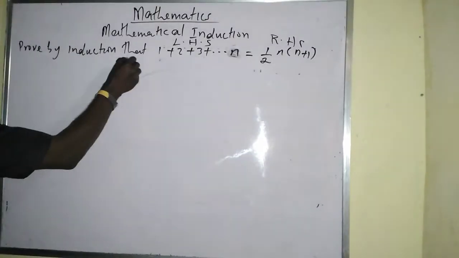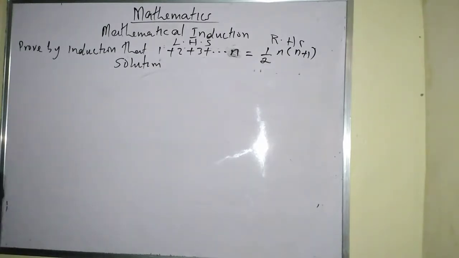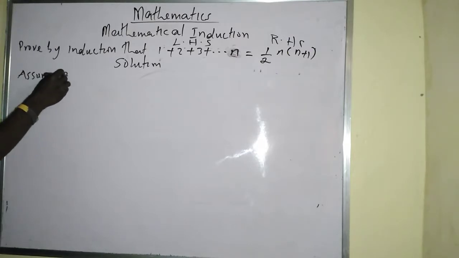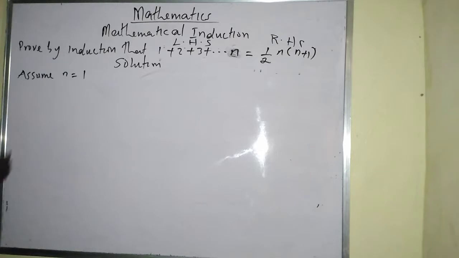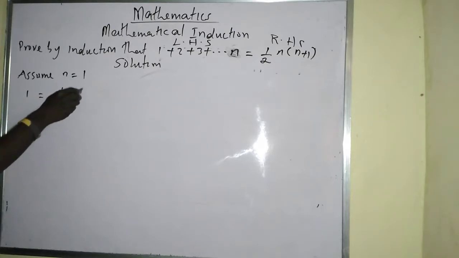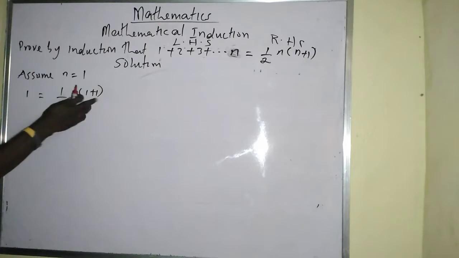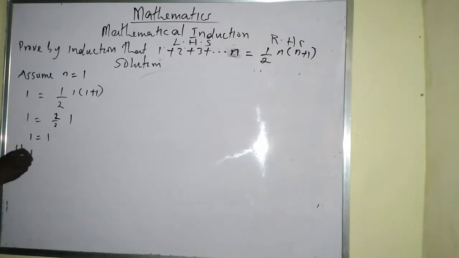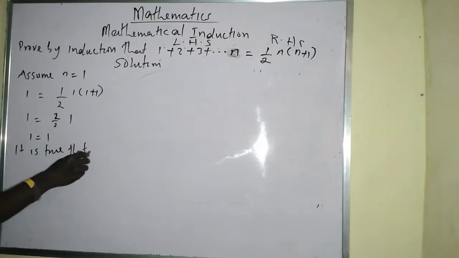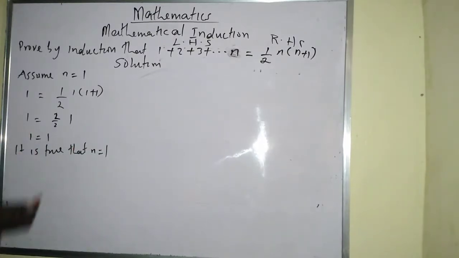Solution to this problem. Now, I will show you some instances so you can see it very well. The first thing I will do is assume n equals 1. At n equals 1, I will have 1 equals 1 over 2 bracket of 1 plus 1, which is 1 over 2 times 2, which equals 1. Now, 1 equals 1. It is true for n equals 1, because side A equals side B.